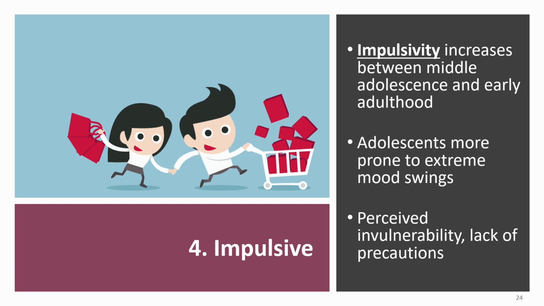Again, you can probably see that in the example I gave, the perceived invulnerability. I'm not going to get the coronavirus. I'm not going to get it. I mean, it wouldn't happen to me. I'm not someone that would happen to. Again, that perceived invulnerability. So those are the 4 factors.